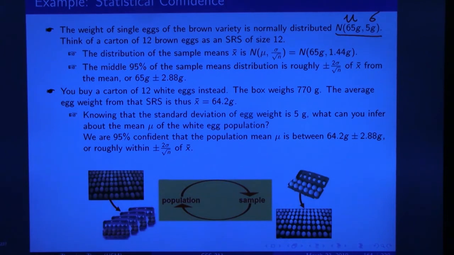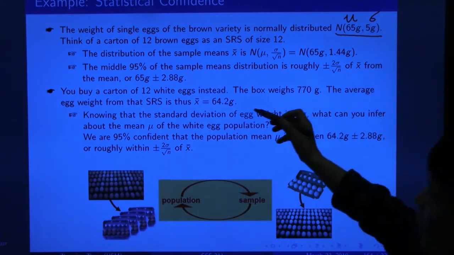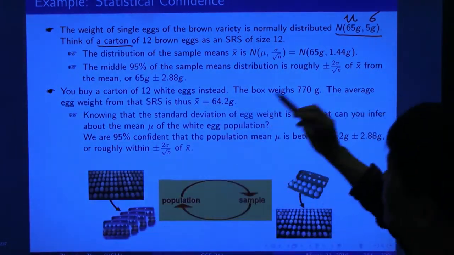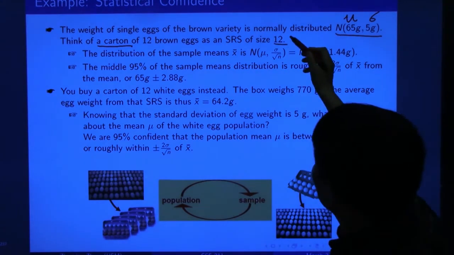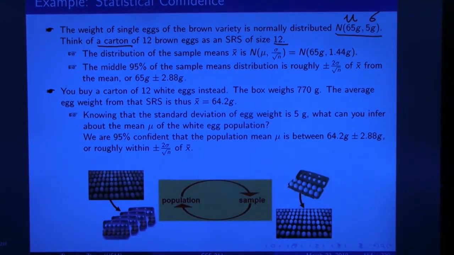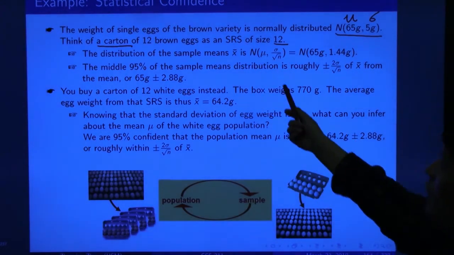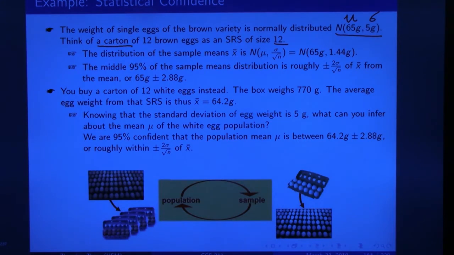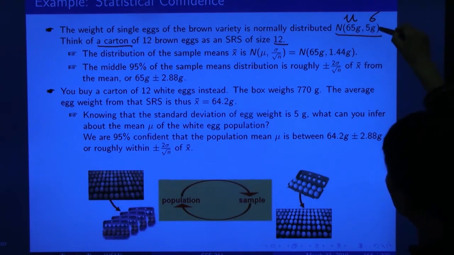Now, we take a random sample from this population and put them in a carton, one carton, and the sample size equals 12. So we put these 12 eggs in one carton. That one carton of 12 brown eggs is a random sample of size 12 from the population. And the population satisfies normal, the mean equals 65, which is mu, and the standard deviation of the population equals 5. So I want to make sure everybody understands this. This is mu equals 65, this is sigma equals 5.